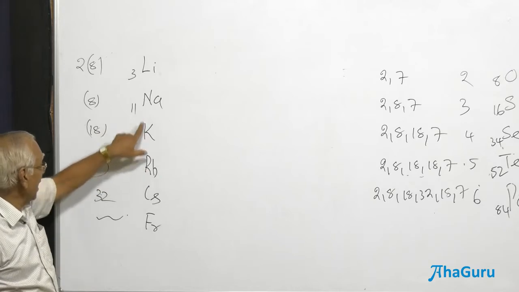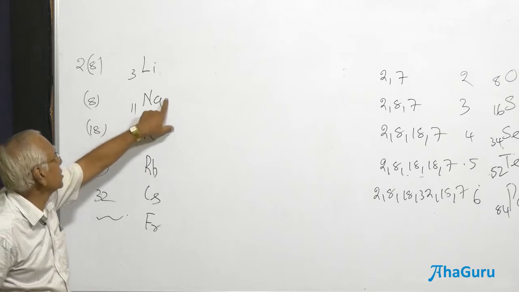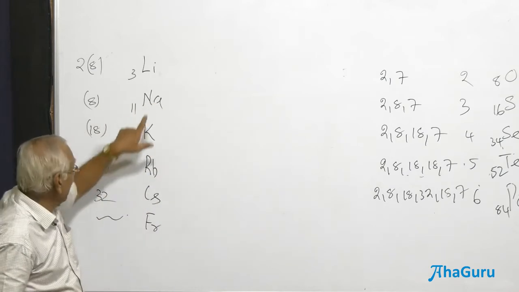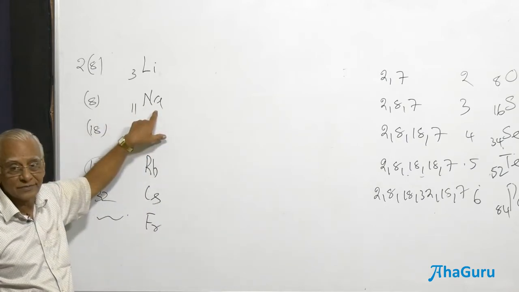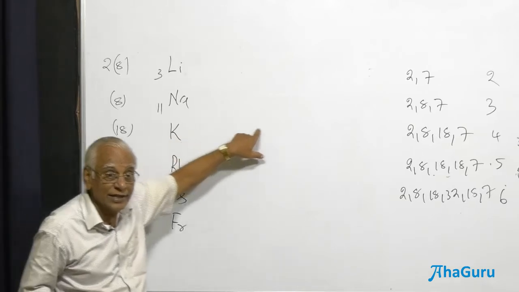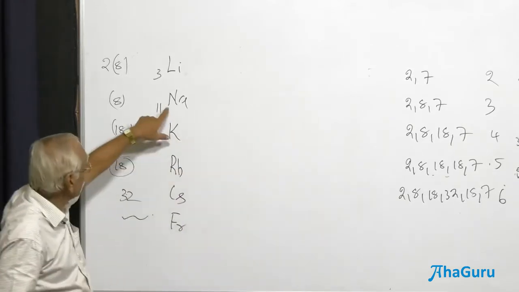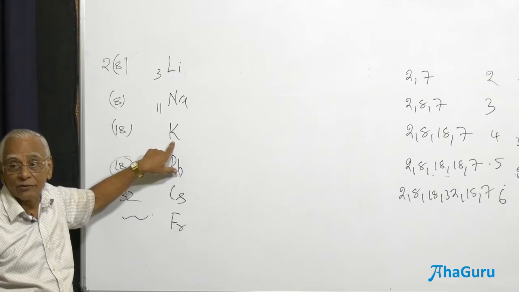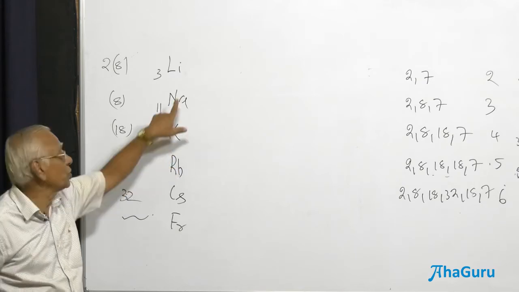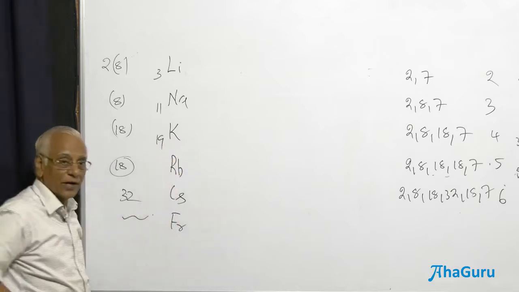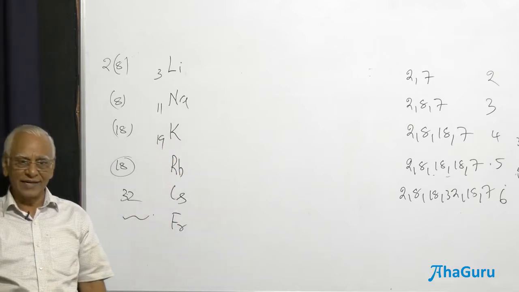Now, potassium: how many elements are there in this period? 8 elements. From sodium, this is going to be the 8th element. Now, potassium is the starting point. After potassium, how many elements are there? 18 elements. So from sodium to potassium, how many elements are there in between? 8. Therefore, potassium is the 8th element from sodium. That is why you have to add 8, 19. You have to be very careful. You shouldn't have added 18 there.